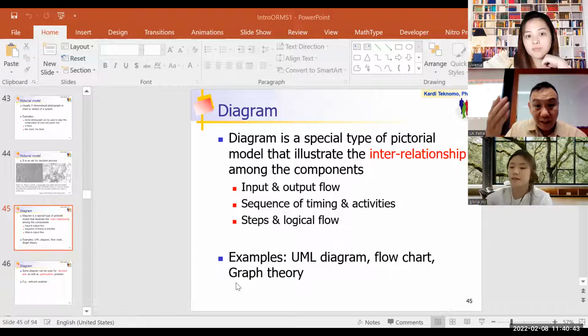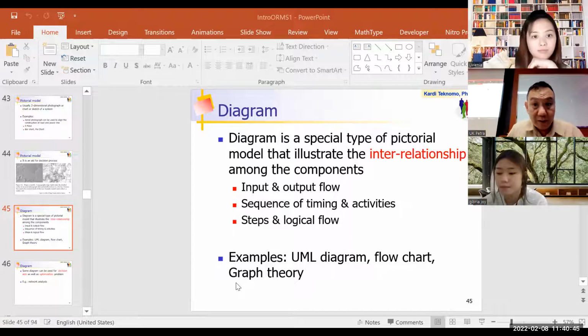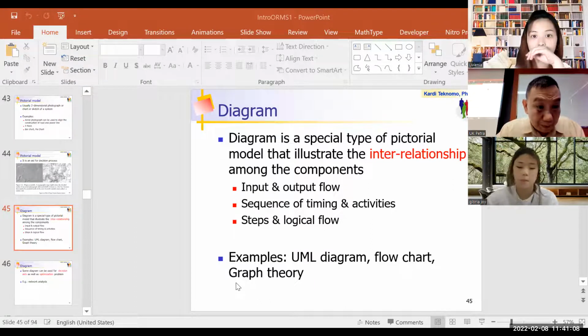So, the same thing with diagrams, right? Using a diagram is a special type of pictorial model in which you can see the interrelationship among the components. You can start to see the input flow to the output. You can start to see the sequence of the timings, of the activities, of the logical steps, right? So then you start to draw diagrams.